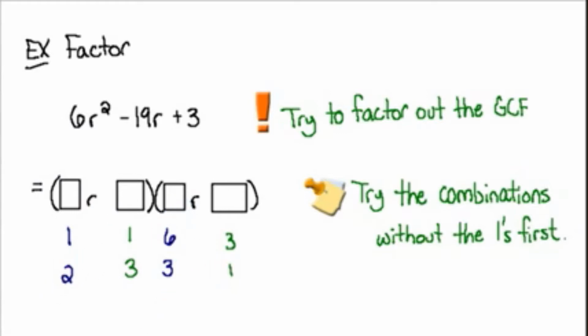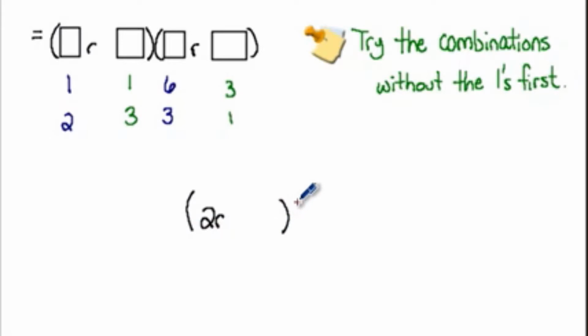So here's how I'm going to do it. I'll write 2r and I'll write a 3r because I know the product of 2 and 3 is going to give me that 6. So I'll have a 6r squared. And now I just have to see, okay, do I want to place the 1 here and a 3 there, or do I want to go the opposite? And this is where you're doing the inner and outer.